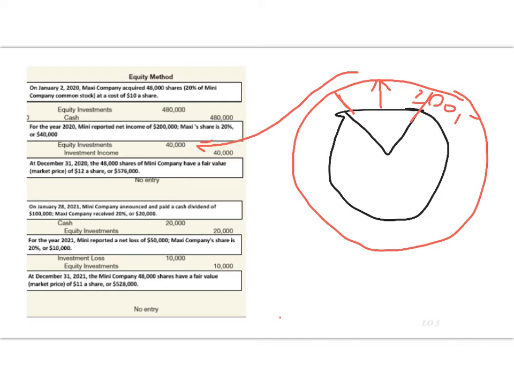On December 31st, 2020, so that's your fiscal year end, the 48,000 shares of Mini Company have a fair value of $12 a share, or $576,000. Remember, we're not here to chase the market. So as a result, we will do nothing when the market value changes. That's very important to remember. Let's step into the next year.